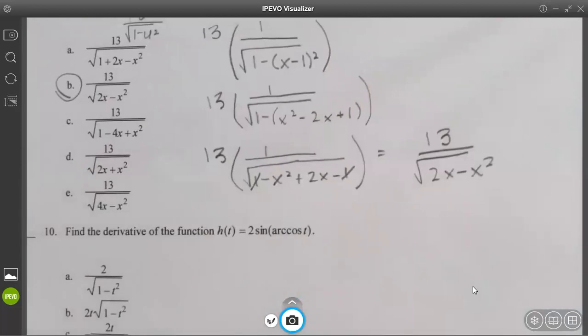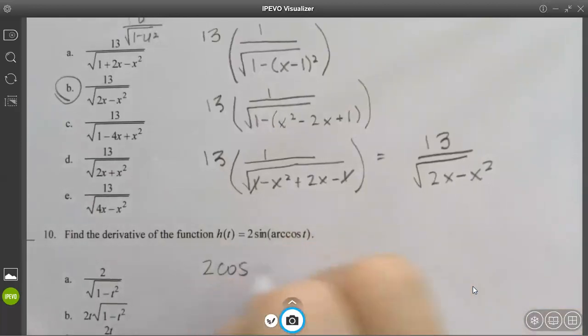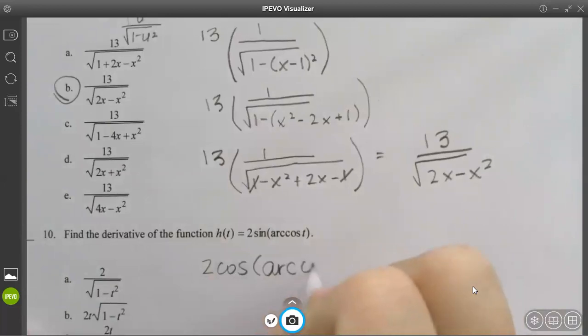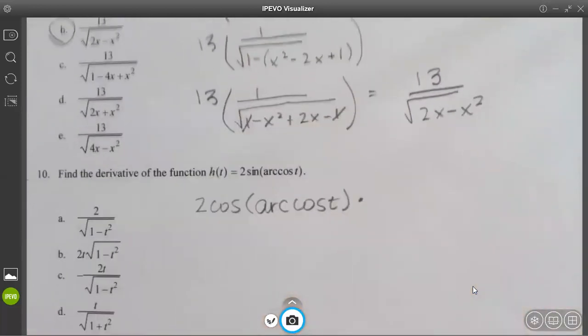Find the derivative of the function h of t equals 2 sine arc cosine t. So this one is not product rule. It's chain rule. Does everybody understand that? So we're going to have 2. What's the derivative of sine? Cosine of the inside times the derivative of the inside.